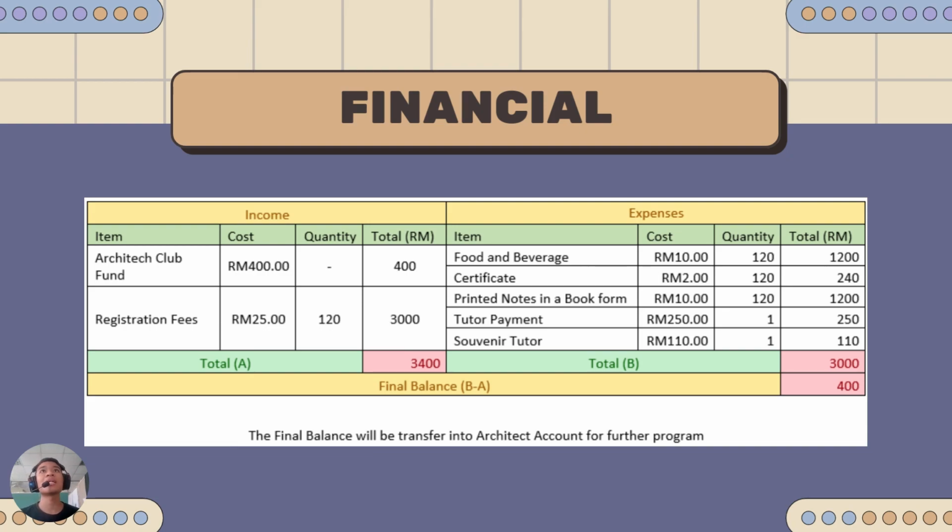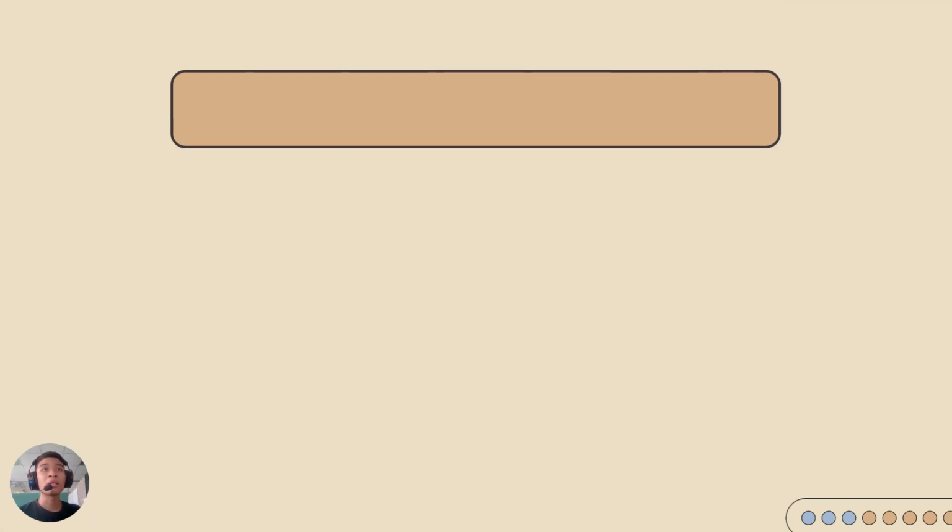For the financial part, the income: we will get income from architecture club funds, 400 ringgit, and then we get the registration fees. All the students need to pay 25 ringgit per person, and we expect to have 120 students covering 2 batches, usually the second year and the first year. The total income is 3,400 ringgit. The total expenses will come to 3,000 ringgit, and we have a balance of 400 ringgit after the program has ended.